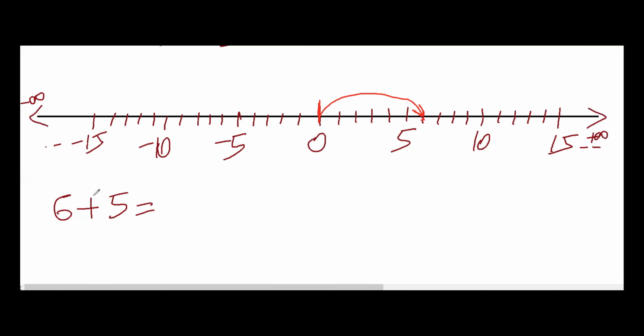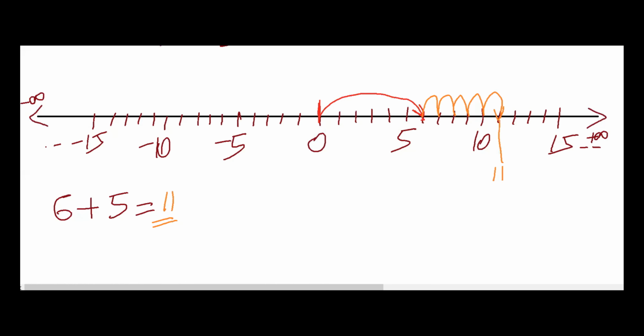Now after 6 you have plus 5. So again you will jump, but here you will not jump directly. You will follow small jumps: 1, 2, 3, 4, 5. What is this number? This number is 11. So 11 is the answer.